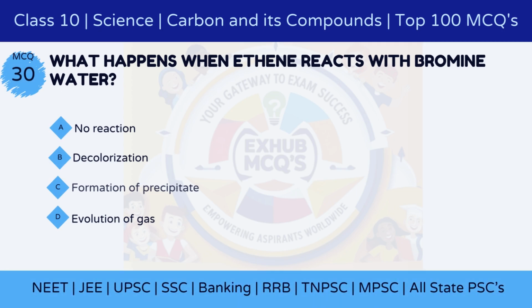MCQ 30. What happens when ethene reacts with bromine water? Option A, no reaction. Option B, decolorization. Option C, formation of precipitate. Option D, evolution of gas.